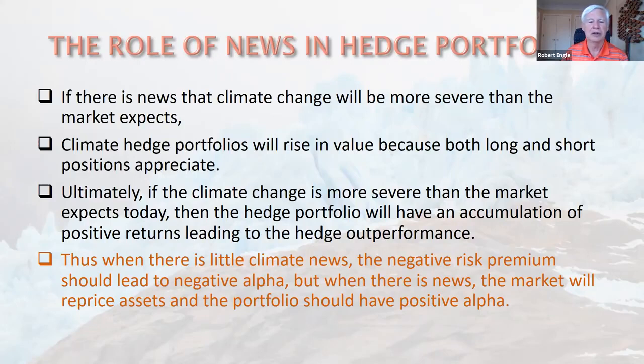And fortunately, there is another piece of this, which is that the market is pricing some form of climate risk, probably. But if, in fact, there is news that the climate is getting worse, there's going to be repricing of these portfolios, which will make the green stocks go up in value and the brown stocks go down in value. So you get positive returns on the hedge portfolio at this time. So the summary of this verbal asset pricing argument is that when there is little climate news, you would expect a negative risk premium would be the dominant feature. But when there is news, the market might reprice assets and the portfolio should have a positive alpha. And of course, if in the long run the climate is much worse than the market currently expects it to be, you'd expect a substantial appreciation in your portfolio. And that's where the hedge comes in.